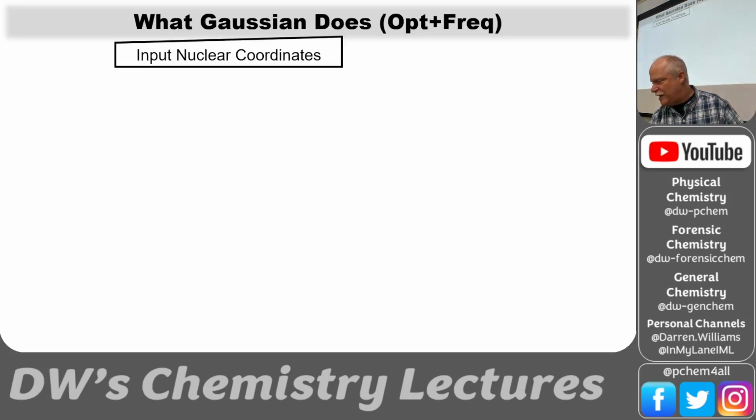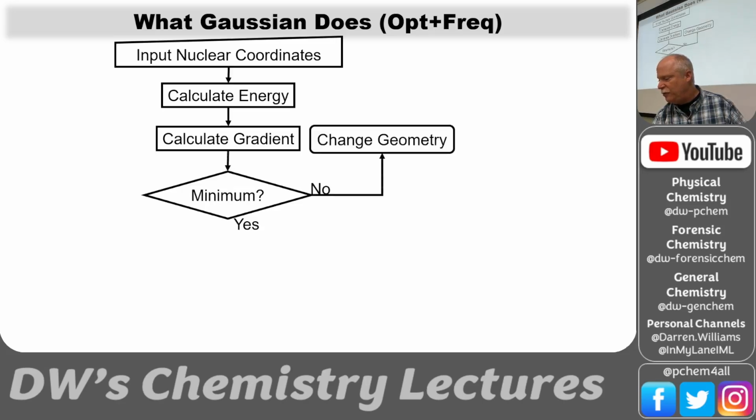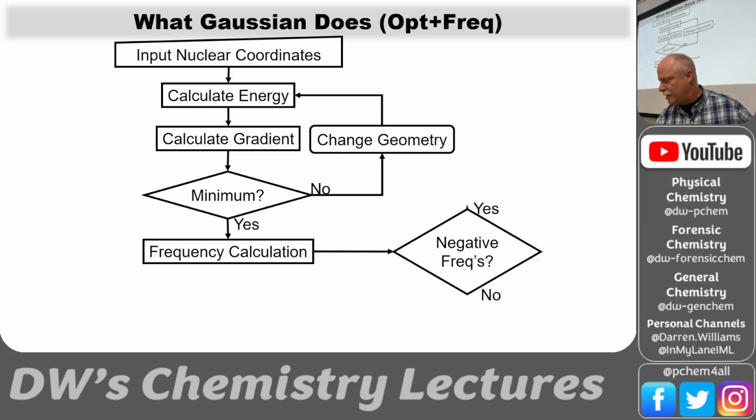So this is what it's doing. This is the last slide here. We input the nuclear coordinates, calculate the energy, calculate the gradient, and see if we're at a minimum. If we're not, we move the geometry. And then if we are at a minimum, we do the frequency calculation. So it's 2 different calculations. The top piece is the geometry optimization, and then we get to the frequency calculation.